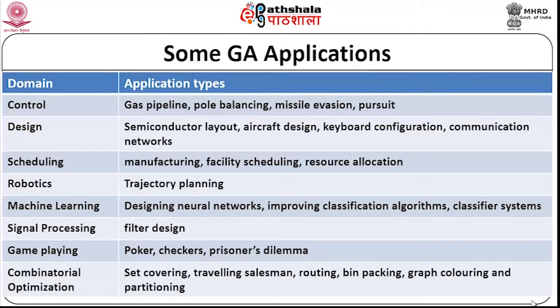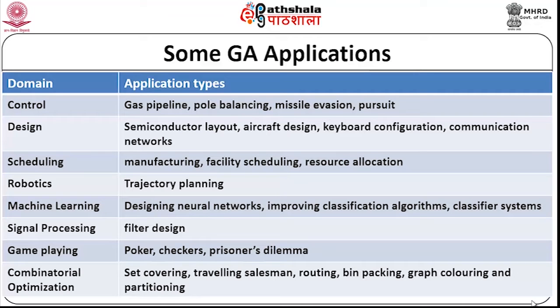So, some typical genetic algorithm applications. We look at the domains. The first one is control, where we have control applications given here. Then we have design, like semiconductor layout, aircraft design, keyboard configuration and so on, which are typical design problems that are solved. Then scheduling problems, some of which are given here. You can have scheduling of aircraft, facility scheduling and so on.